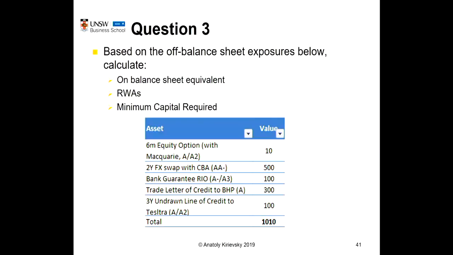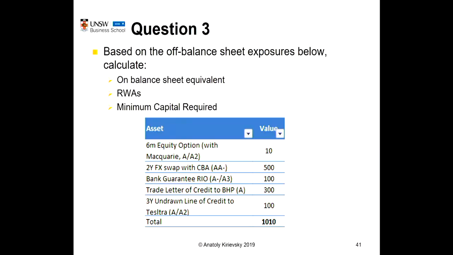Question 3, off-balance sheet items. So from an off-balance sheet item perspective, let's say we have a 6 months equity option with Macquarie Bank. A 2-year FX swap with Commonwealth Bank. A bank guarantee in relation to Rio. A trade letter of credit for BHP. And a 3-year undrawn line of credit to Telstra. So the total size of the off-balance sheet items is 1,010, so over 1 billion. So now we have to assess it.